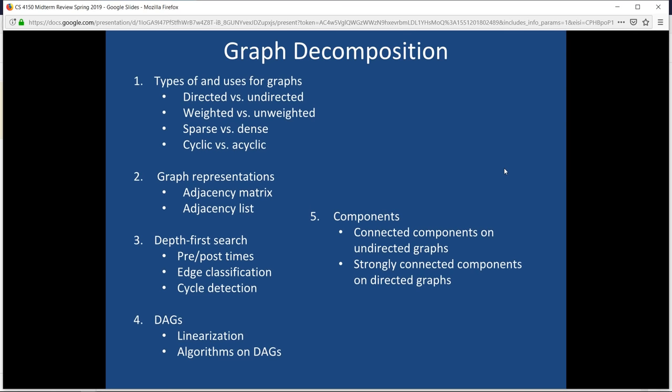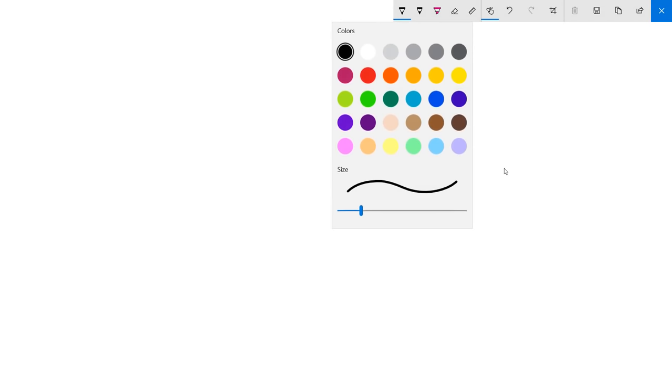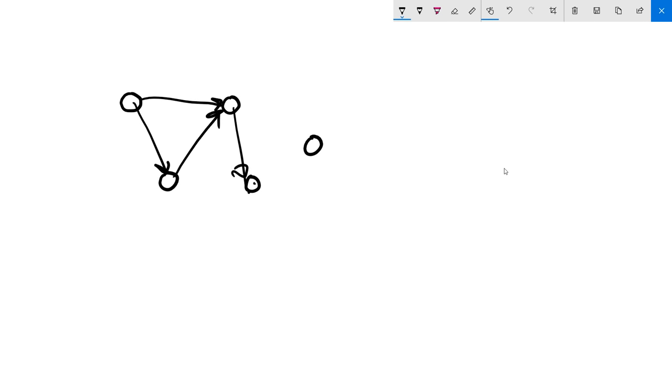Okay, edge classification. Edge classification is applied to a directed graph. And it's not a property of the graph, it's a property of the depth first search that you do. So let's suppose you have that graph right there, and you do a depth first search starting from here. Let's say the depth first search first visits here, and then here, and then here, and then it backs out and it does this one. So how do we classify the edges?